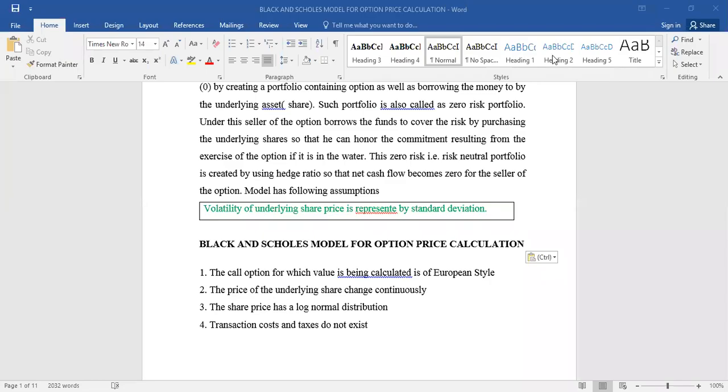Good morning, everyone. Today, I'm back with a practice session on the Black-Scholes model for option pricing. If you remember, in yesterday's class, I had given a detailed PowerPoint presentation on the calculation of option premium using the BS model, that is, the Black-Scholes model.